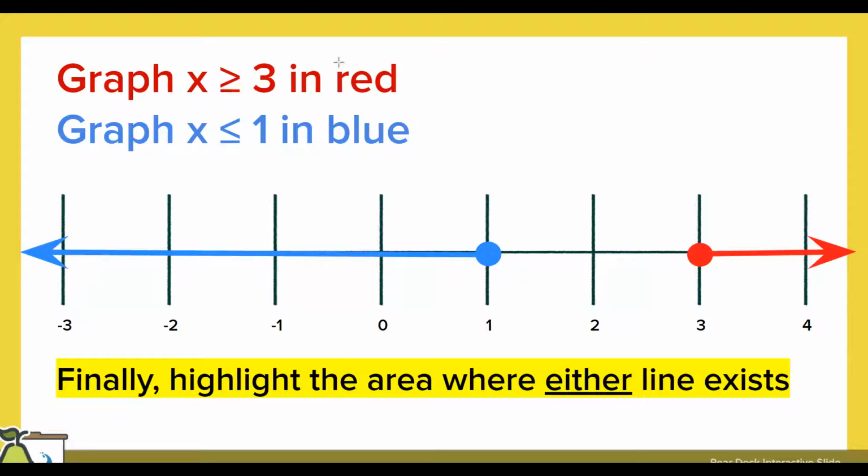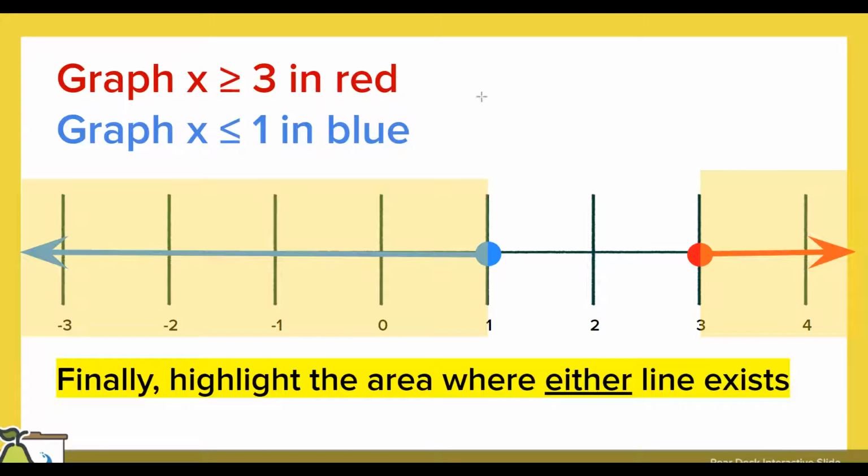Finally, the question asked us to highlight the area where either line exists. Well, we already discussed that the line exists at the endpoints when it is filled in, and we mentioned that it's going to exist everywhere the line is. So here are all the solutions. See what I mean when I said that an either statement usually has a lot more solutions?